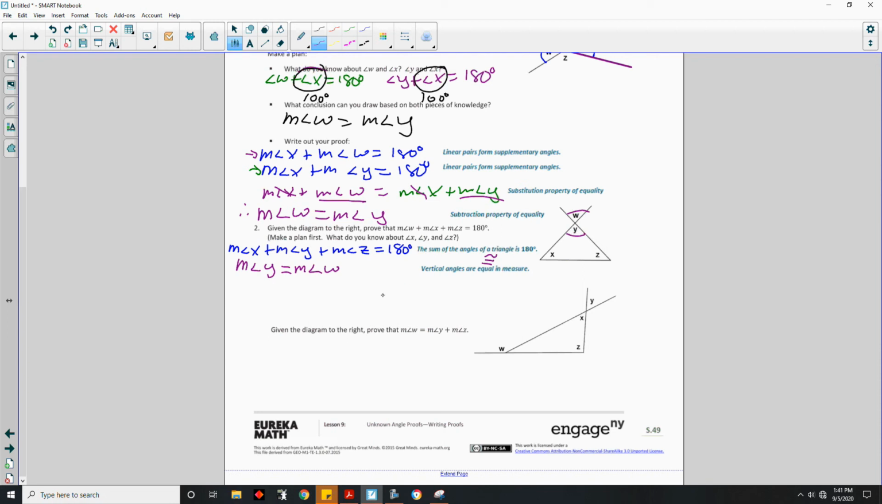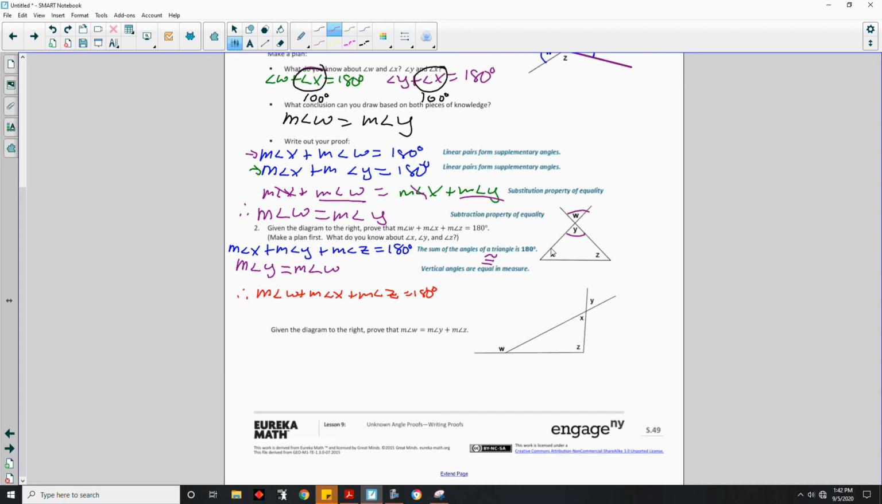Okay, so have we done enough to now prove that the measure of angle W plus X plus Z equals 180? And the answer is yes. So now I can say, therefore, the measure of angle W plus the measure of angle X plus the measure of angle Z equals 180 degrees.